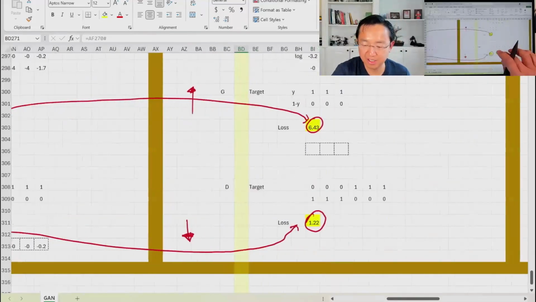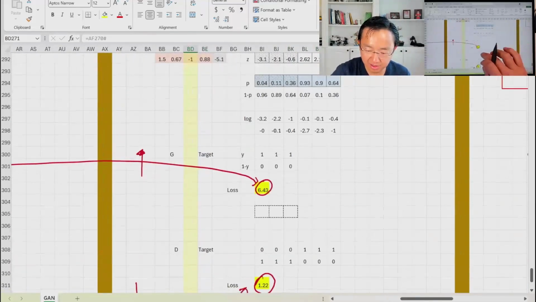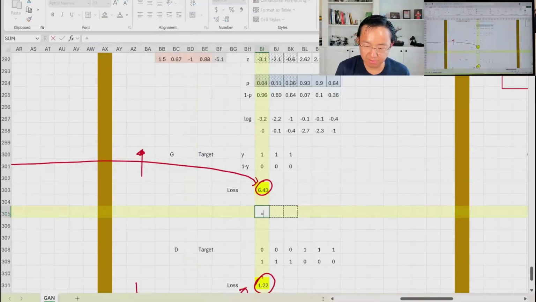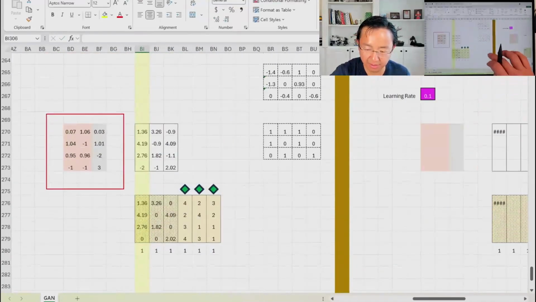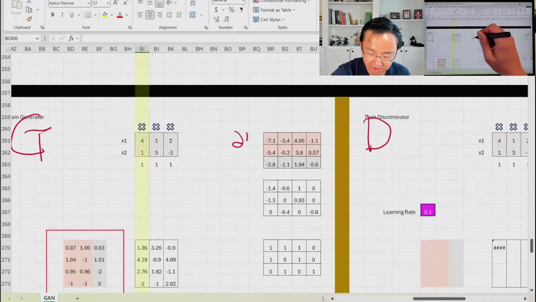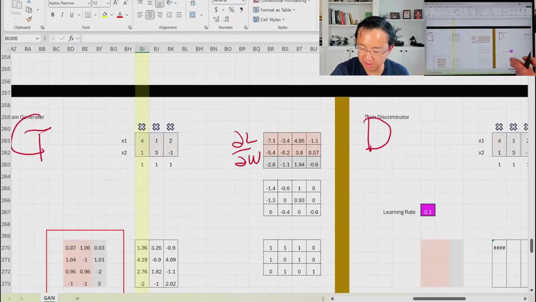The discriminator loss actually goes down. Okay, and now I can keep repeating this process. I just need a couple more minutes. So now generate again, prediction minus target. Okay, and now I backpropagate all the way up to my weight, and then gradient descent.